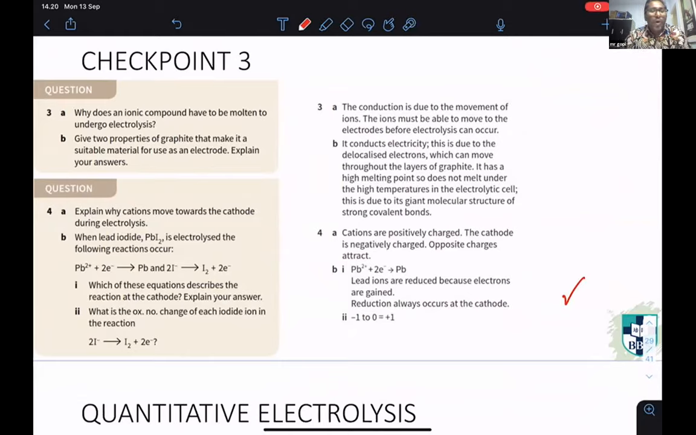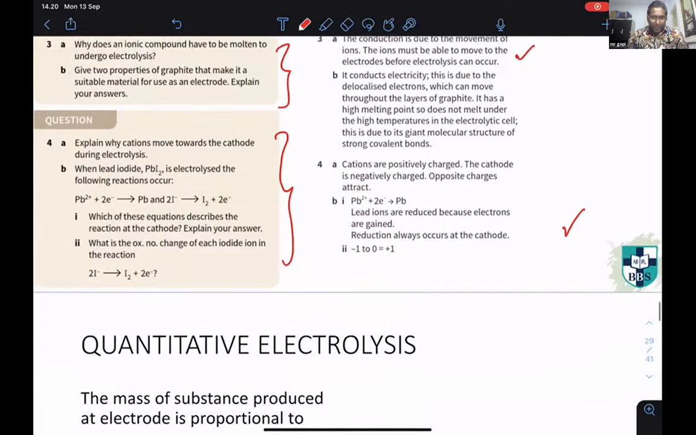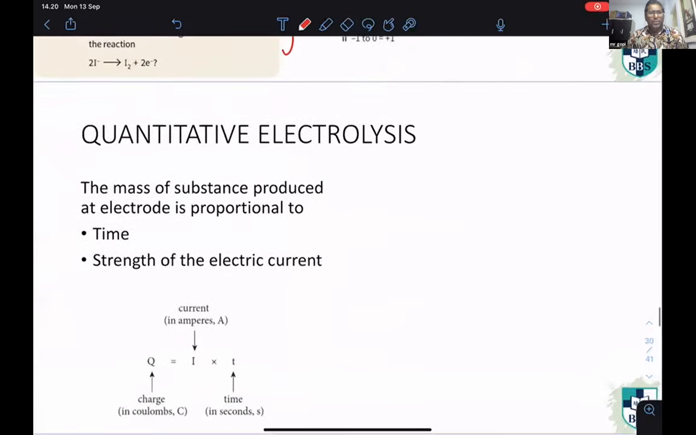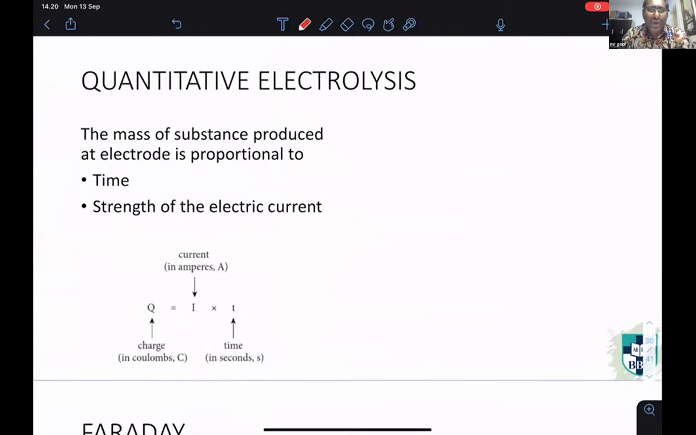For example, why does an ionic compound have to be molten to undergo electrolysis? Because it's related to conductivity. If it is not molten, the ions cannot move. The ions must be able to move, and so on. You just try all these examples, the answers are given there. Now, another part I want to go through with you is what we call quantitative electrolysis. This is going to be very important. I will discuss this again on Thursday.